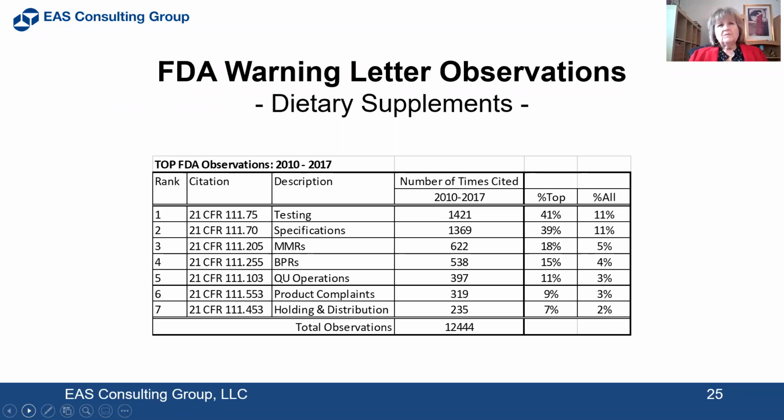So we compiled a list from all the warning letters between 2010 and 2017, took the top 10 and started crunching numbers. You will see that testing at 41% of everything in the top 10 is by far the greatest numbered item in the warning letters. Specifications, which are closely related to testing, is right behind that at 39%, practically the same number. After that, it's master manufacturing records, batch production records, then QU operations.